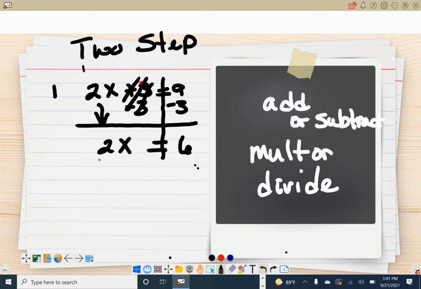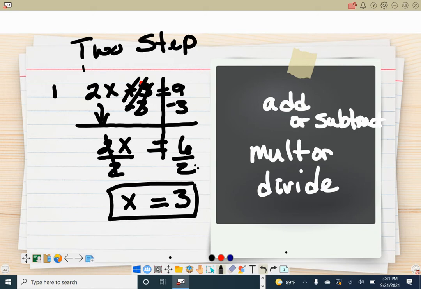Now I'm at a one step. 2 times x equals 6. Opposite of times is divide. So we're going to divide both sides by 2. 2 divided by 2 is 1. 1 times x is x. 6 divided by 2 is 3. So my answer is x is equal to 3.